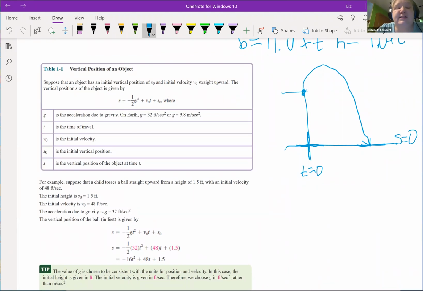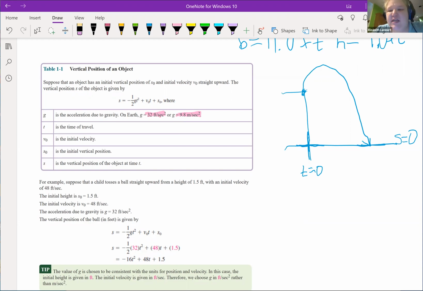So our formula is S equals -1/2 g t squared plus v sub 0 t plus s sub 0. G is the acceleration due to gravity. There are two different numbers: 32 feet per second squared or 9.8 meters per second squared. So the problem will either give you feet or meters, and then you must use the appropriate number. And then the time will be in seconds because these are written in seconds.